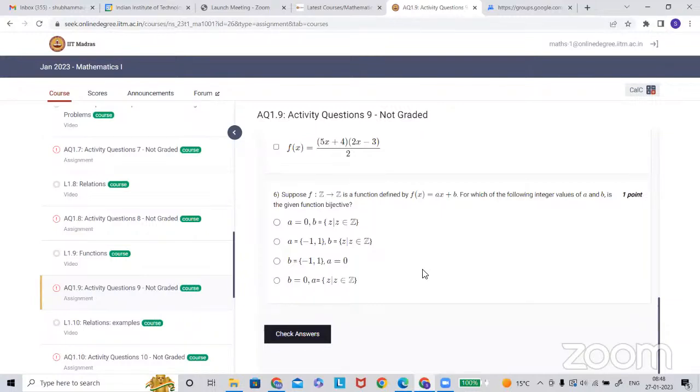So this is a simple one. You have some values of a and b given. Substitute them there and check whether the function is one-one and onto or not. That's the process. Option-wise, you need to go. Suppose you take the first option. Here a is 0 and b could be any integer. You can take any integer, let's say b is equal to 5.